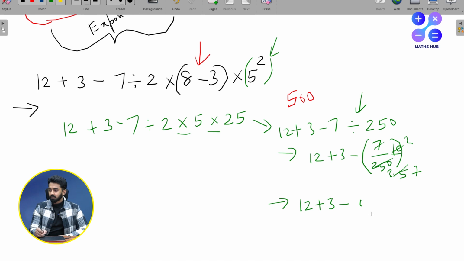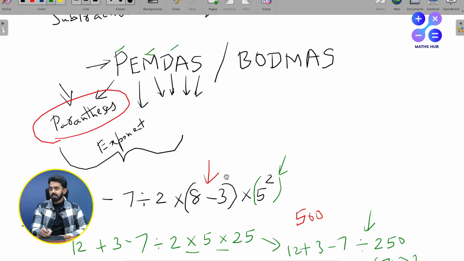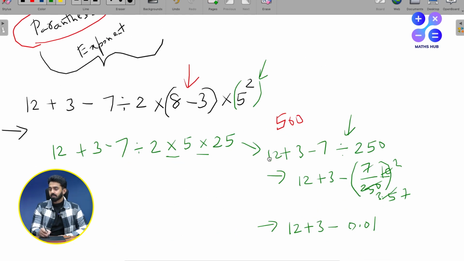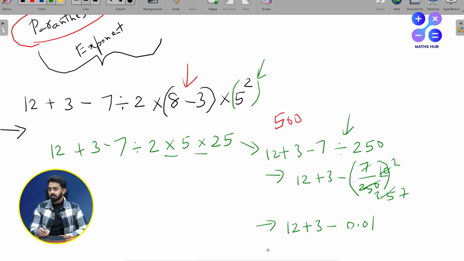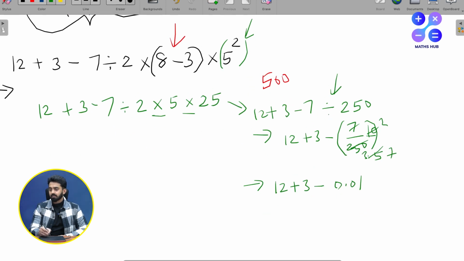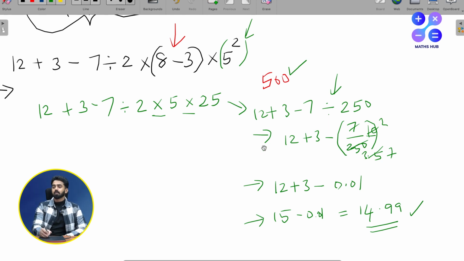If it's 0.01, then the next step for us in PEMDAS is addition, not subtraction, right? So we first need to go for addition, even though you have a subtract over here. So then you will have 12 plus 3 is 15 and minus 0.01. So you're going to get about 14.99. And that answer is way different from your 500, right? So that's exactly why you need to follow the PEMDAS rule.